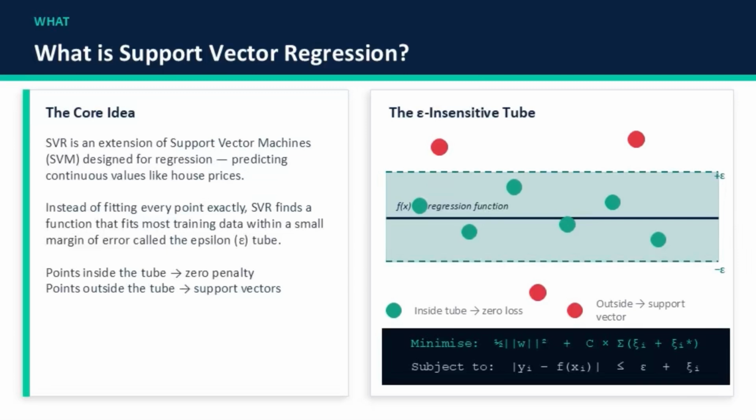It carries 0 penalty. Only the points that fall outside the tube, called support vectors, actually influence and shape the regression function. This is mathematically expressed by minimizing the model's complexity while allowing some tolerance for error. The result is a model that is both flexible and resistant to noise in the data.